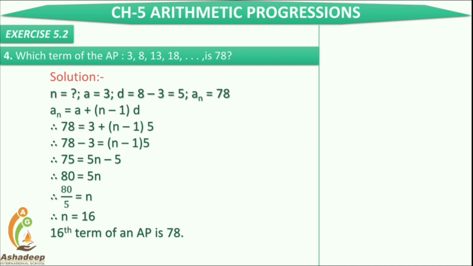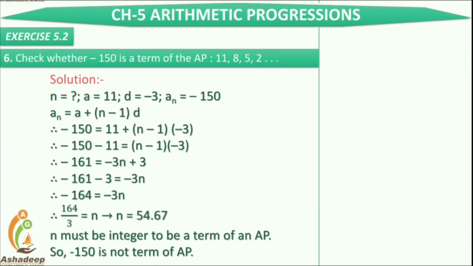Then what we have to do? This 3 goes on to the another side, it becomes minus 75, right? Now 5 comes on to this side, it becomes minus. So minus becomes plus, it is going to be the 80. 80 by 5 is going to be the 16. Okay. So the 16th term of an AP is going to be the 78.